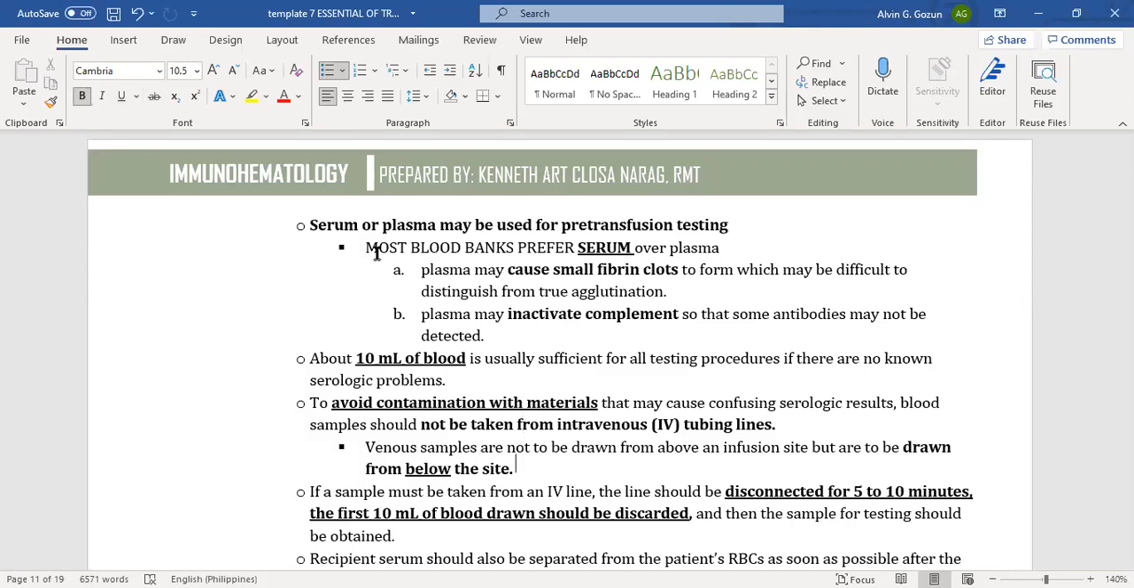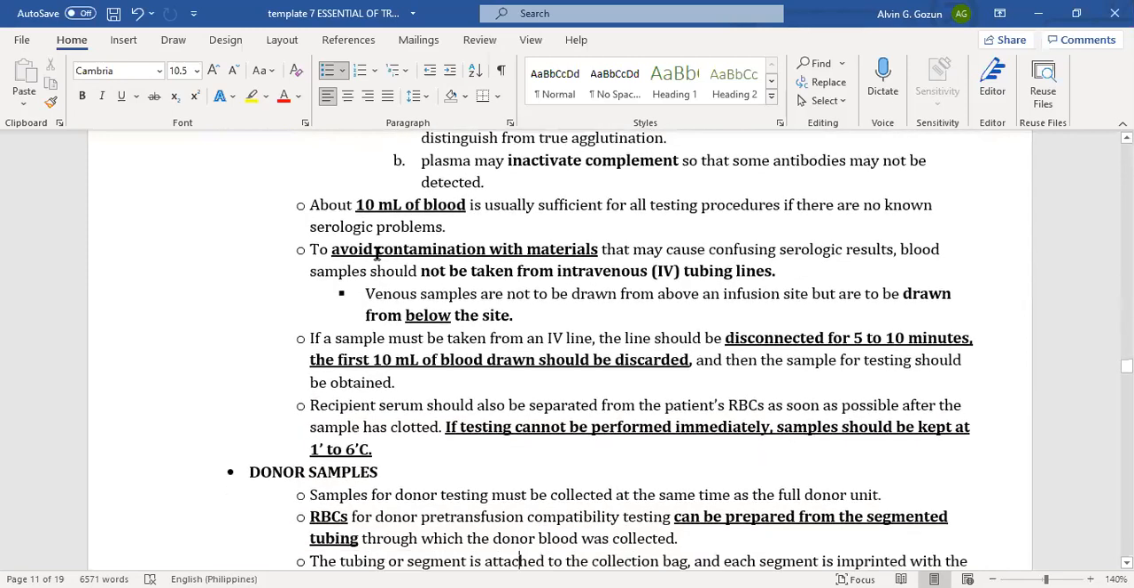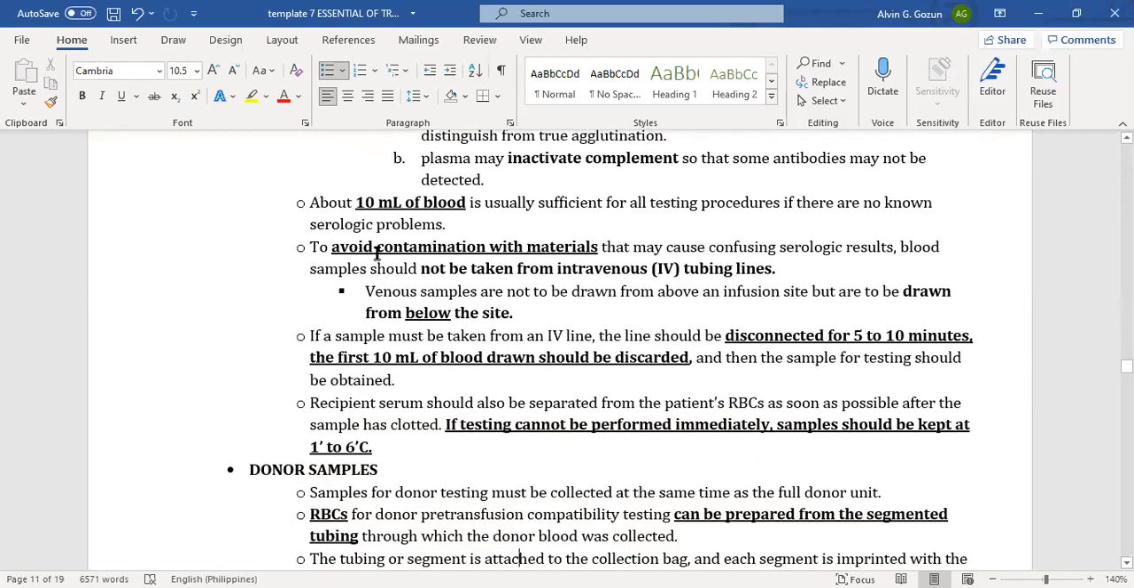Next, ilang ml daw ng blood ang kailangan? Bilugan. Lahat yan importante. 10 ml of blood ang sufficient for all testing procedures if there are no known serologic problems. So yung 10 ml na blood na yun galing sa patient, or recipient. Guys, huwag kayo malito. Pag sinabi kong patient or recipient, iisa lang sila. Sila yung magre-receive or matatransfusion ng dugo. Again, 10 ml, magic number.